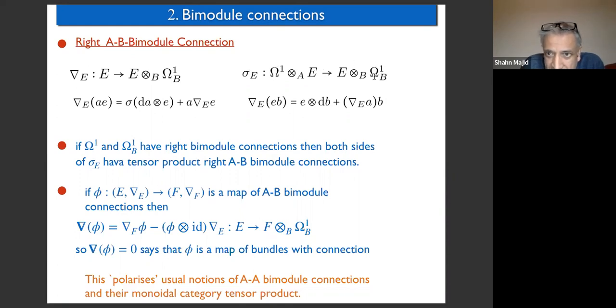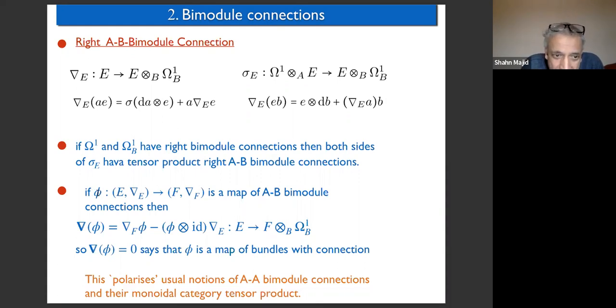And if Ω1 itself has a right bimodule connection, which we're going to do in a minute, then we will have a tensor product one, because we have the one on E and we have the one on Ω1. So in both cases, you can tensor product. So you've got a pair of tensor product AB bimodule connections, and both sides of sigma have a tensor product AB bimodule connection. Now, in that case, we can ask that the map sigma intertwines them.